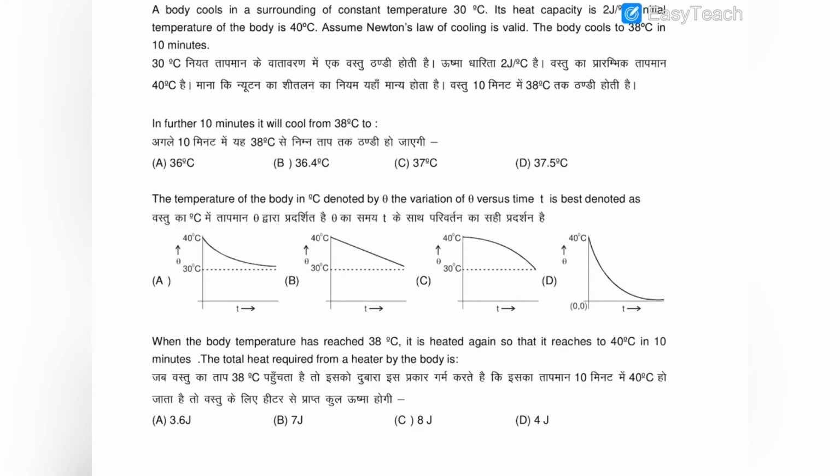In this question, you can see that there is a body which is kept in a room which has a constant temperature of 30 degrees Celsius. The heat capacity of that body is 2 joule per degree Celsius, and the initial temperature of that body is 40. We have to assume that Newton's law of cooling is valid here, and the body cools down from 40 to 38 in 10 minutes.